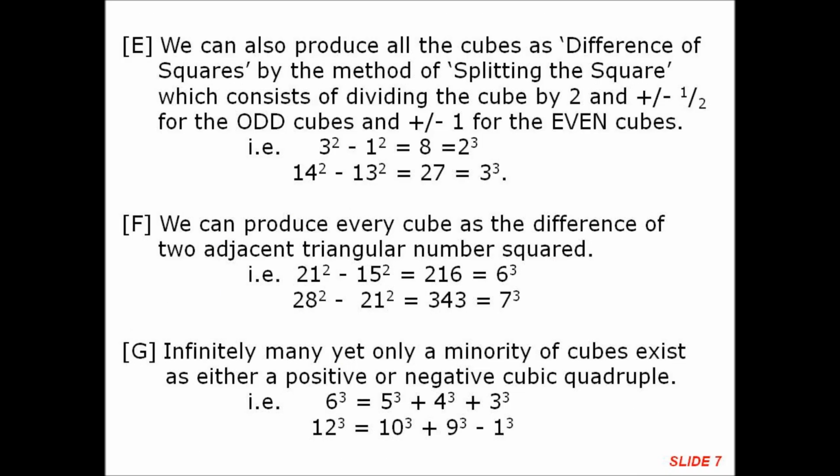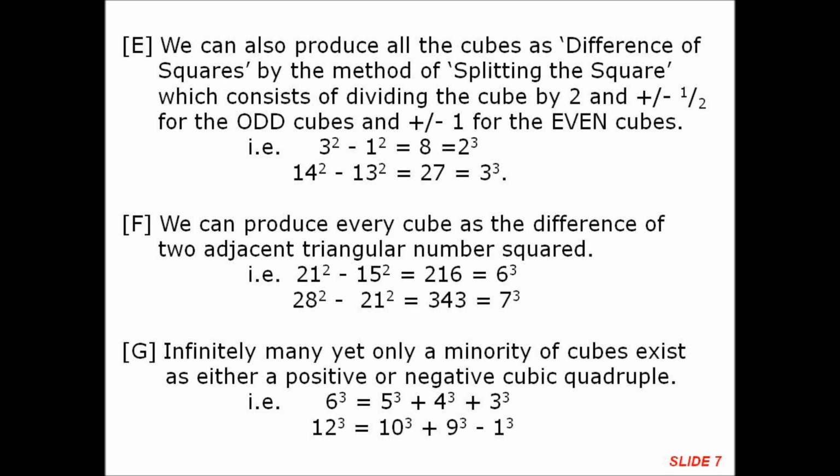In addition to what we have just shown, we can also produce all the cubes as difference of squares by the method of splitting the square, which consists of dividing the cube by 2 and plus and minus a half for the odd cubes and plus and minus 1 for the even cubes, as shown for 2 cubed and 3 cubed.